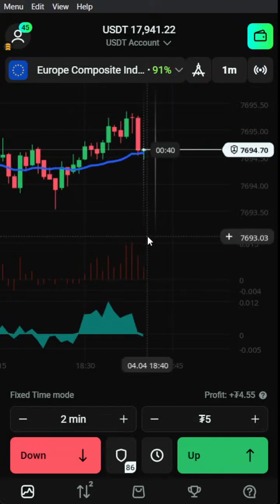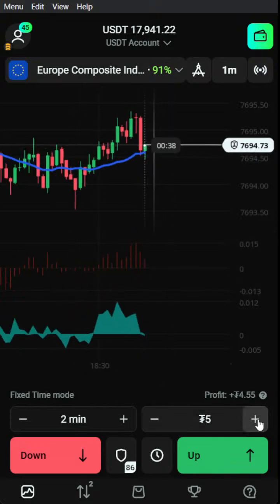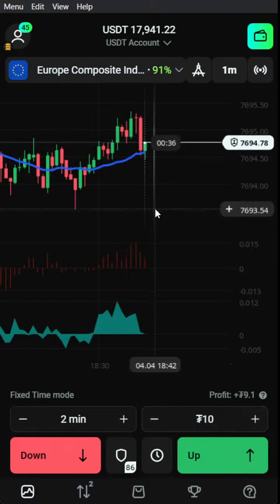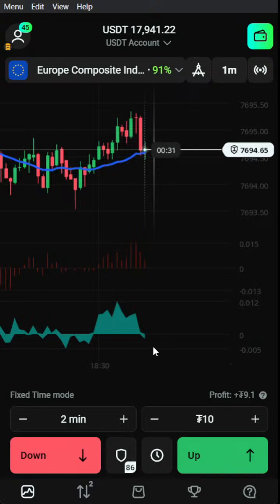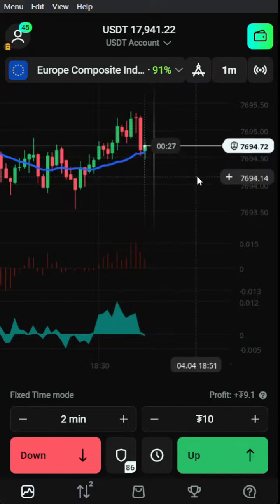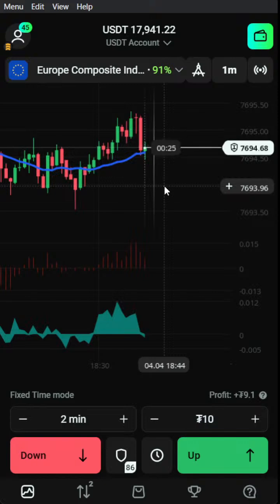See, here I see a proper trend coming in Euro composite. Why? Let me tell you. There was an uptrend, now I see a downtrend coming. ROC7 has already given me a confirmation. I am waiting for ROC14 to confirm. Maybe after this candle, ROC14 also gives me a signal and I make a 2 to 3 minutes down trade.